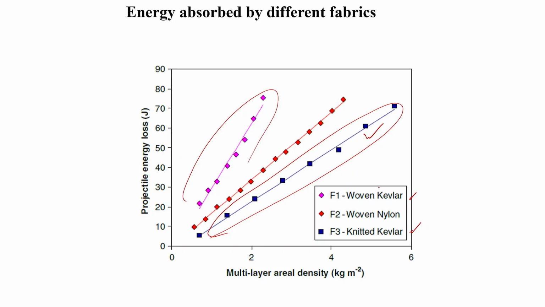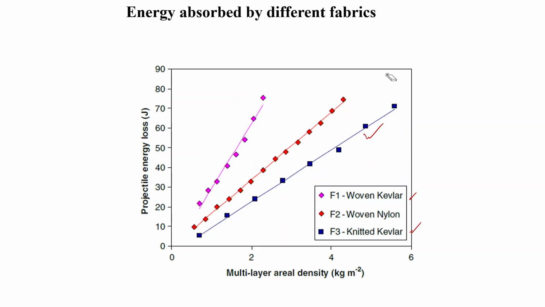On the other hand, if we compare the woven fabric of nylon and Kevlar, for a certain number of layers, Kevlar's performance is much higher than nylon. You can see here, even Kevlar with 2 layers is equivalent to nylon with 4 layers. So Kevlar's performance is definitely higher depending on the fiber characteristics. Kevlar is much stronger than nylon.